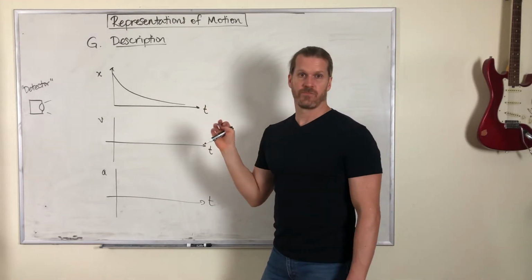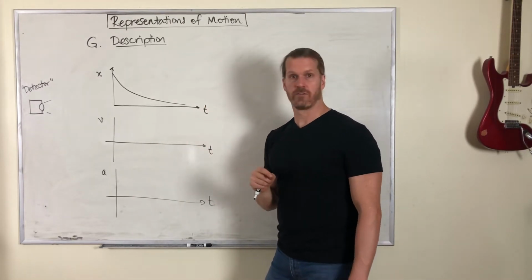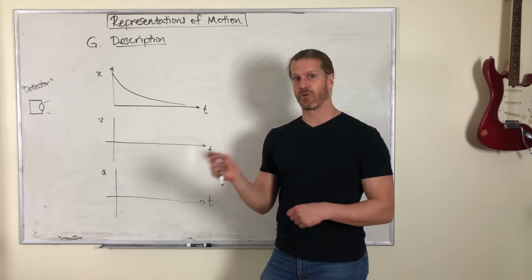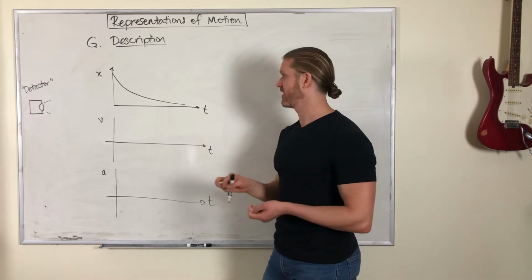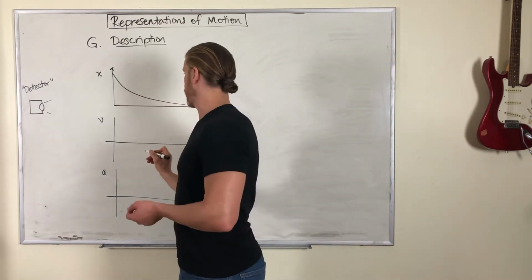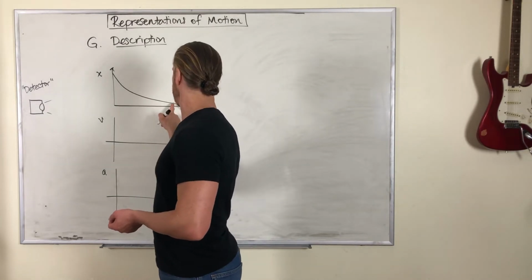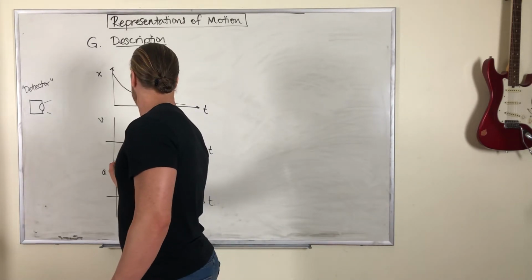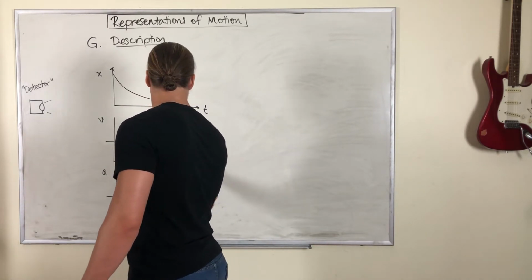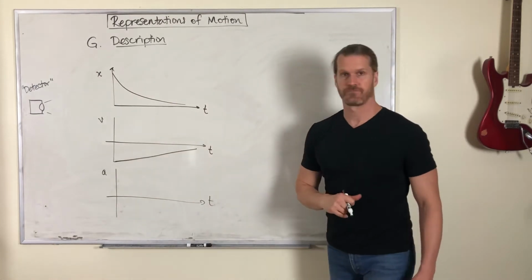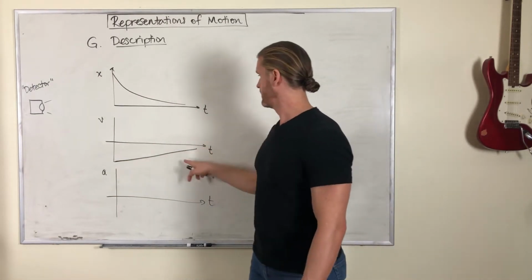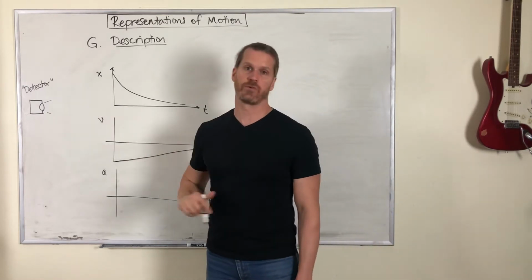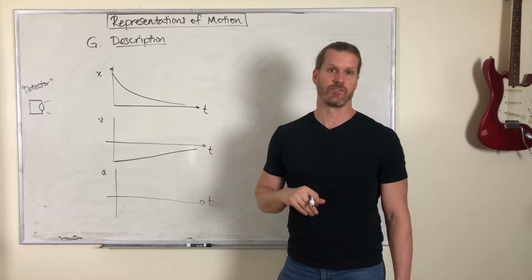So with that description, we can then draw the velocity versus time graph, keeping in mind that moving toward the detector means negative velocity. So we start out with a large negative velocity at the beginning and end up with a small negative velocity at the end. So that graph would look something like this. Large negative velocity and slowing down, but always moving toward the detector. So this never actually hits 0, it's negative the whole time.